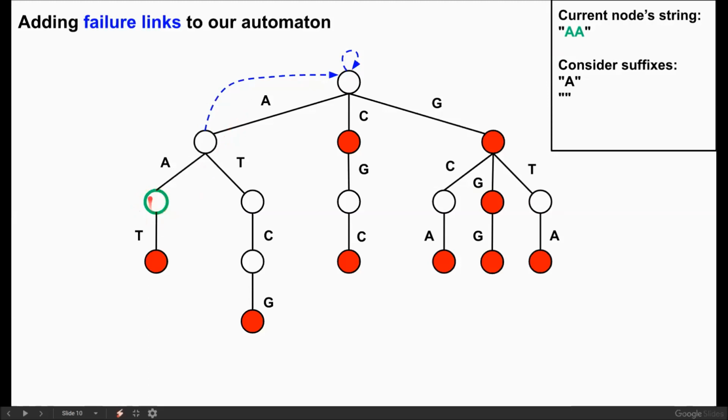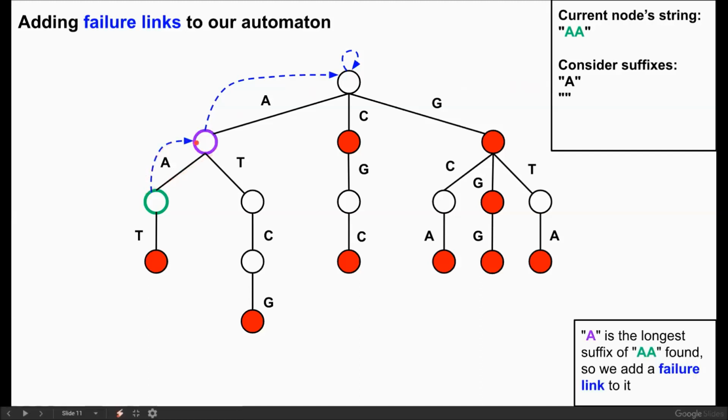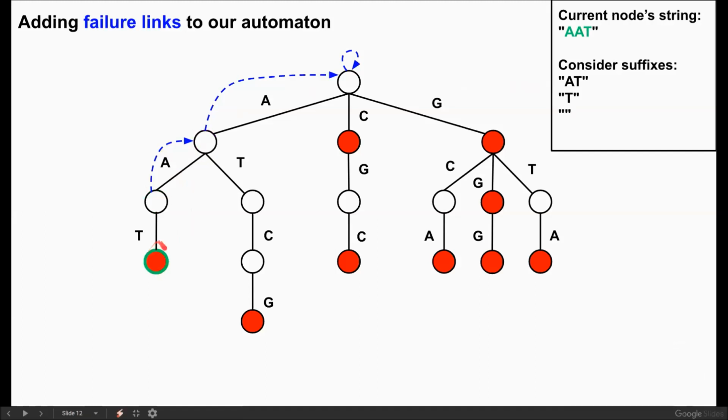Okay, now let's assess this node. This node's string representation is AA. So the suffixes that we're going to consider looking for, in order from longest to shortest, are A, and then the empty string. So first we can see, does A exist in our automaton? So we start at the root node, and yep, A does exist in our automaton. So we've found the longest suffix that exists, and we draw a failure link from that node to that longest suffix. Now let's assess this node, and it represents the string AAT.